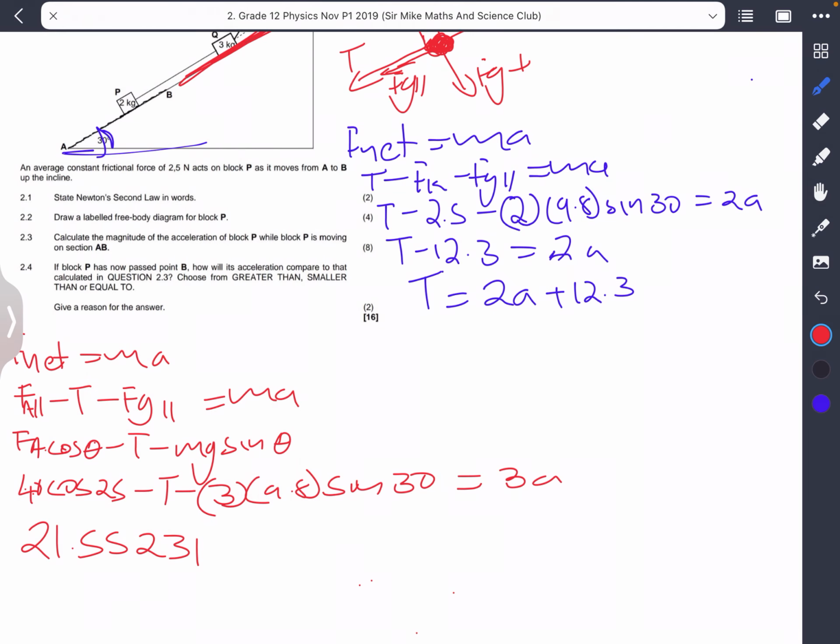So in this case, you would have minus T. The reason we can't round off early is because this is not actually the final answer. So this would be equal to 3a. Now what I'm going to do again is isolate that tension.